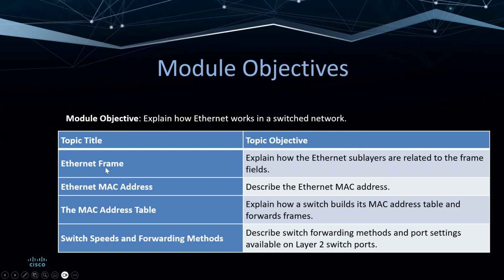We're going to learn the Ethernet frame. There are a couple of fields in the Ethernet frame that we're going to mention. We're also going to learn Ethernet MAC addresses. As we mentioned in the explanation of the OSI and TCP/IP, at the frame, the source and destination MAC are added. And then the MAC address table, how switches actually learn the MAC addresses and build MAC address tables, and the forwarding, the switch speeds and forwarding method. So let's get started.